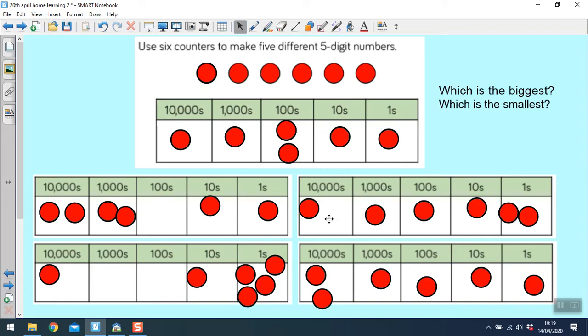And which is the smallest number? I need to be looking at these 3 numbers. These have all got 1 tens of thousands in them. We need to move on to the next column. This has got 1,000, this has got 1,000, but this has got no thousands, which means that this one is the smallest number. It's 1,014. Sorry, it's not. It's 10,014.